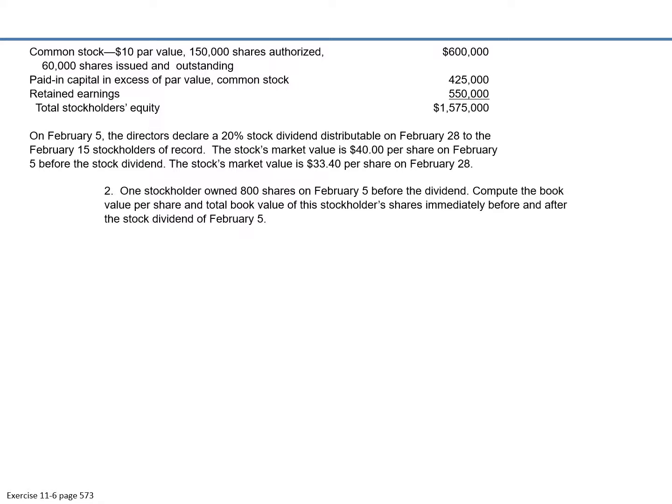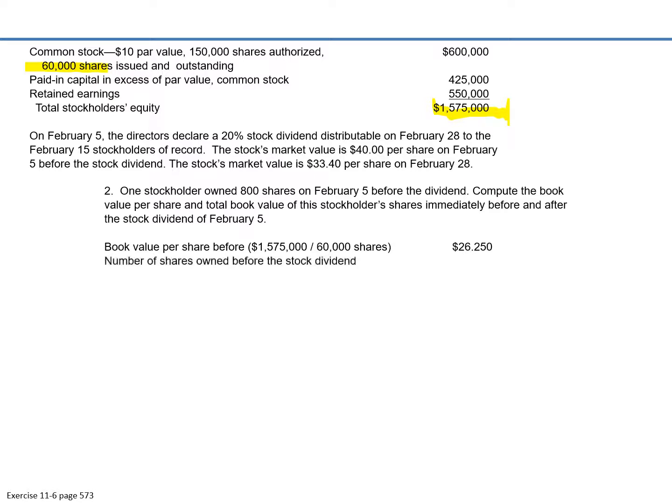All right, so in the second part, one stockholder owned 800 shares before the February 5th dividend. Compute the book value per share and the total book value of the stockholder shares immediately before and after the dividend. So the book value before would be our total stockholder equity, 1,575,000 divided by the total 60,000 shares issued and outstanding. So our book value before is $26.25. The number of shares this particular shareholder owned before the dividend was 800. So their value before was 26.25 times 800, or $21,000.